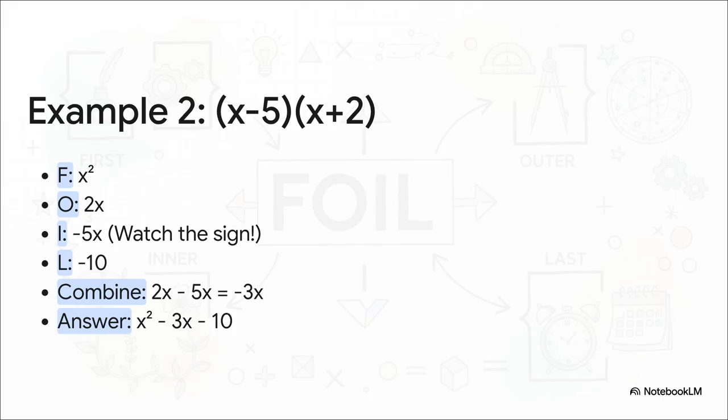Now the process is exactly the same, but the key thing is that the minus sign has to stay with the 5. So for our inner step, it's negative 5 times x, which gives us negative 5x. For our last step, it's negative 5 times 2, which gives us negative 10. See? Then when we combine the middle terms, 2x minus 5x becomes negative 3x. You always have to keep the sign with its number.